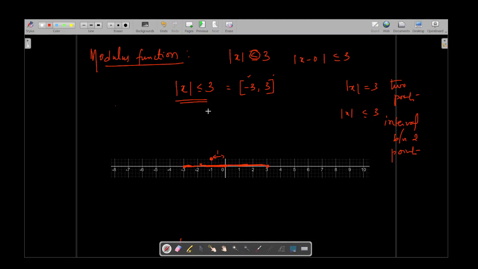So if I write modulus of x only less than 3, then I should not consider the exact distance 3. So this will not be included, this will not be included. Anything between these two values comes to our interval. So when I write modulus x less than 3, take any number between minus 3 and 3. So that gives you the distance less than 3. Let us take one more example.